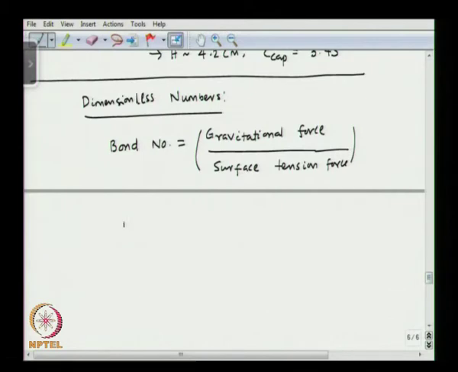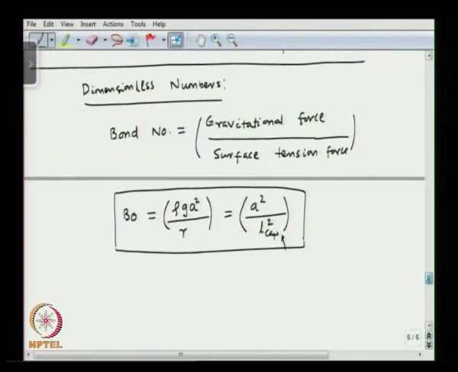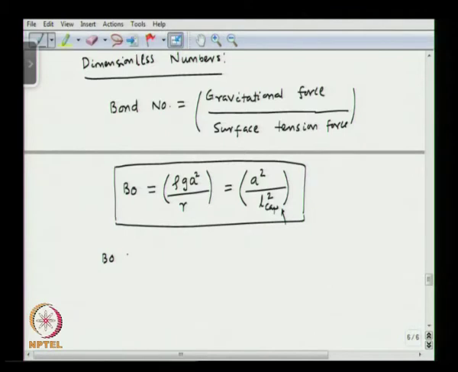Okay. So, we can write this. So, Bond number is specified by Bo, gravitational force is rho g A divided by gamma over A. So, Bo equals rho g A squared divided by gamma, which will be equal to A squared divided by L capillary squared. Okay. So, that is how you can mathematically express the Bond number in terms of the square of the capillary radius and square of the characteristic capillary length scale. If Bond number is of the order of 1, we can say that the radius of the capillary and the characteristic capillary length are of the same order, and if Bond number is less than 1, we can say that surface tension dominates.